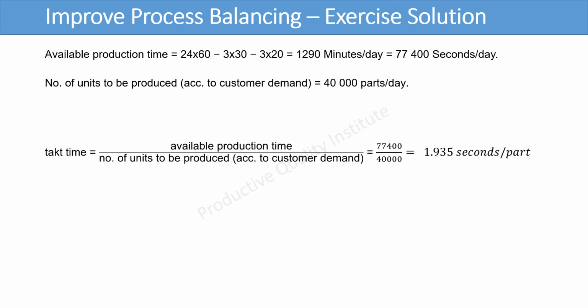Available production time is equal to 24 times 60 minus 3 times 30 minus 3 times 20, which is equal to 1,290 minutes per day and equal to 77,400 seconds per day. Number of units to be produced according to customer demand is equal to 40,000 parts per day. Takt time is equal to 1.935 seconds per part.